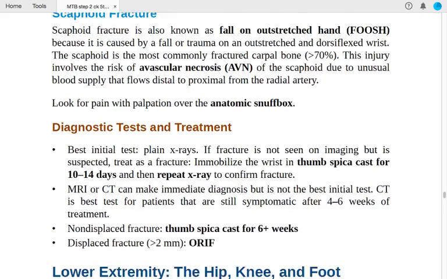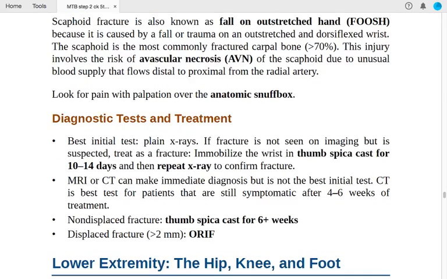So how are we going to diagnose, what diagnostic tests do we have to perform, and what option are we going to go for in the treatment? The best initial test is plain x-rays. If a fracture is not seen on imaging but it's suspected, you have to treat it as a fracture. See, if the fracture is not visible but the patient is having pain, right? So you have to treat it accordingly.